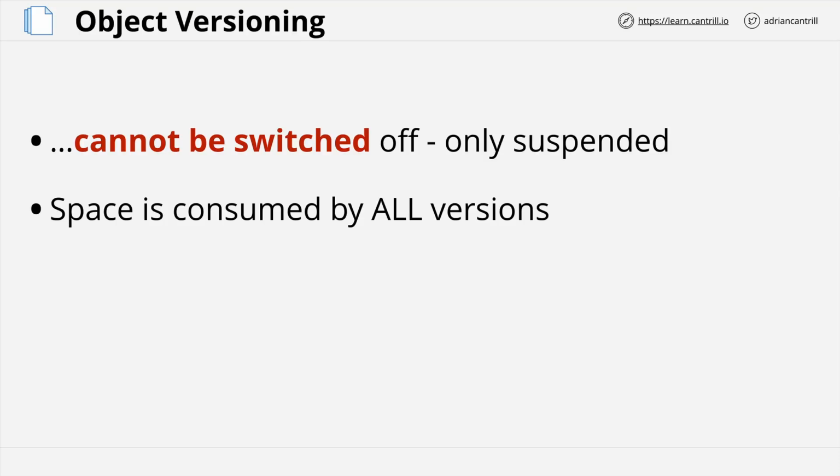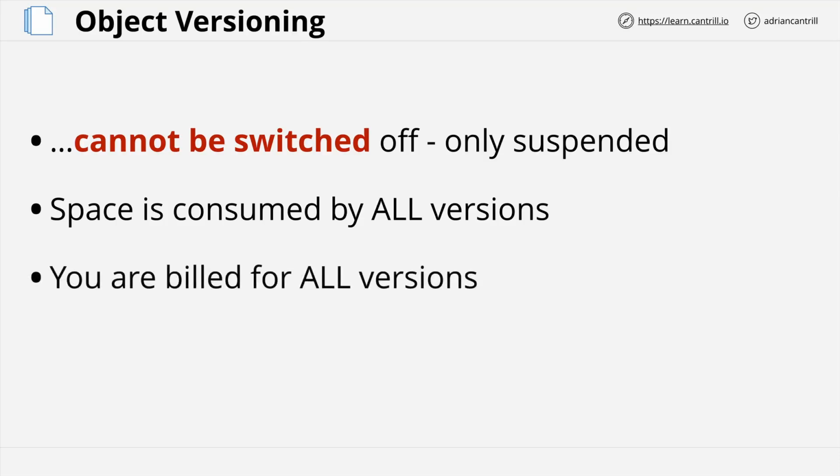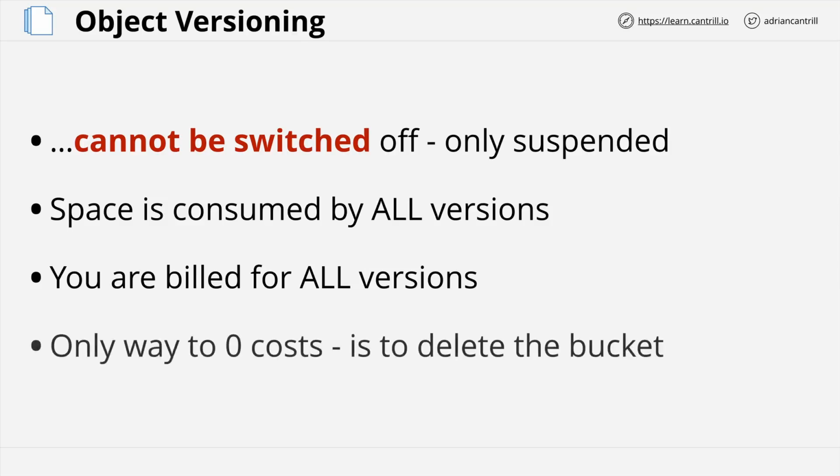And logically, you'll be billed for all of those versions of all of those objects inside an S3 bucket. The only way that you can zero those costs out is to delete the bucket and then re-upload all those objects to a bucket without versioning enabled. That's why it's important that you can't disable versioning. You can only suspend it, and when you suspend it, it doesn't actually remove any of those old versions, so you still get billed for them.